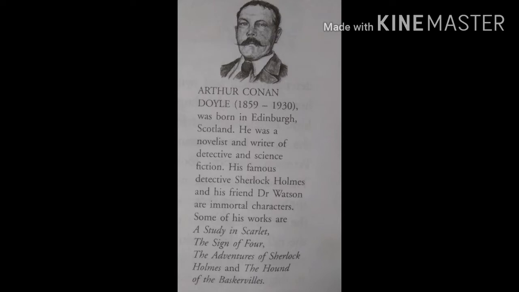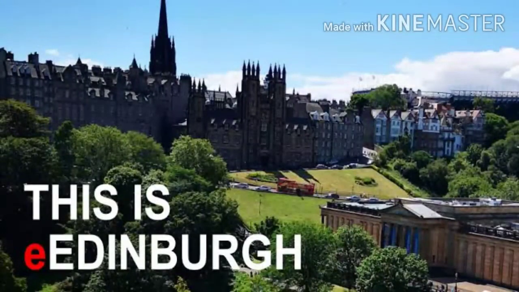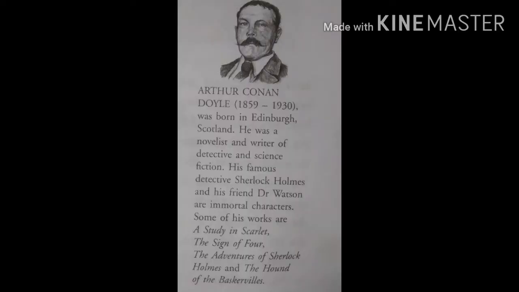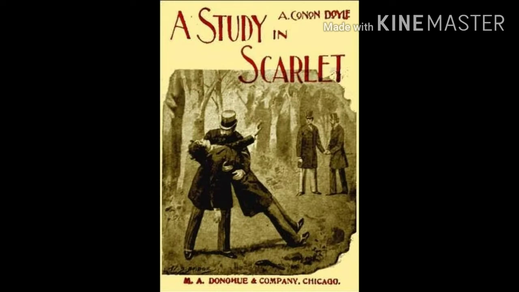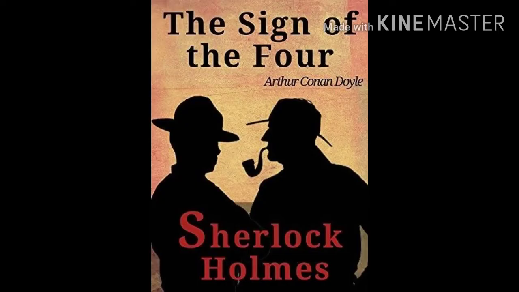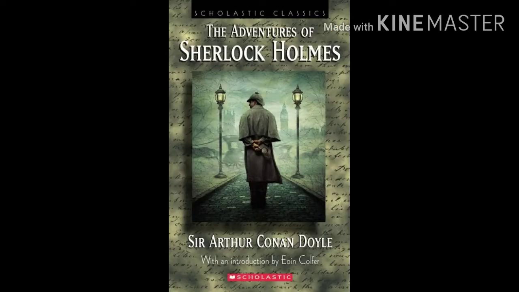Arthur Conan Doyle was born in Edinburgh, Scotland. He was a novelist and writer of detective and science fiction. His famous detective Sherlock Holmes and his friend Dr. Watson are immortal characters. Some of his works are A Study in Scarlet, The Sign of Four, The Hound of the Baskervilles, and The Adventures of Sherlock Holmes.